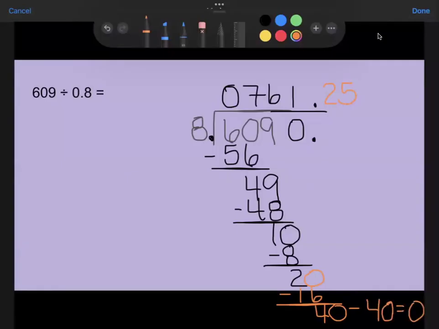Okay, so now that I have no remainder, I am completely finished. I'm going to get rid of this placeholding 0, and my final answer is going to be 761.25.